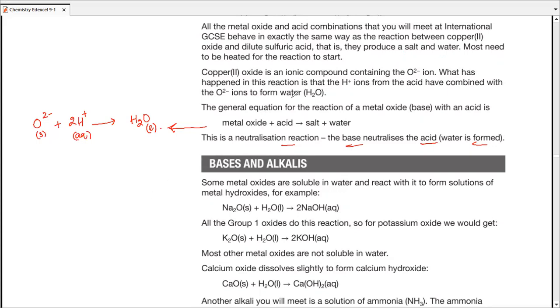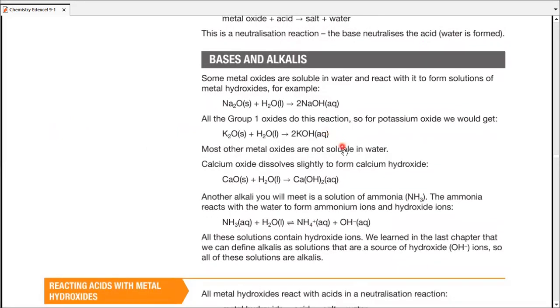Moving on. Bases and alkalis. Now we know all alkalis are bases. Why do we call them alkalis? Because they are those bases which can dissolve in water. It's pretty simple. Water soluble bases are known as alkalis. Some metal oxides are soluble in water. They sometimes react with water and produce hydroxides, which are then commonly known as alkalis. So this oxide can dissolve or react with water to produce an alkali.